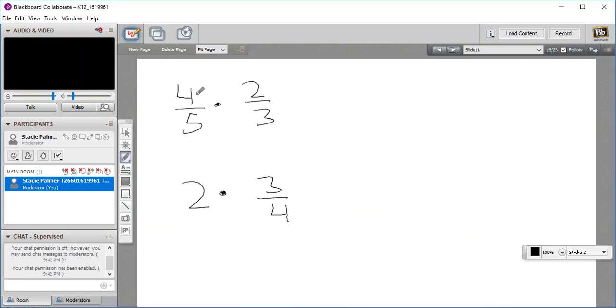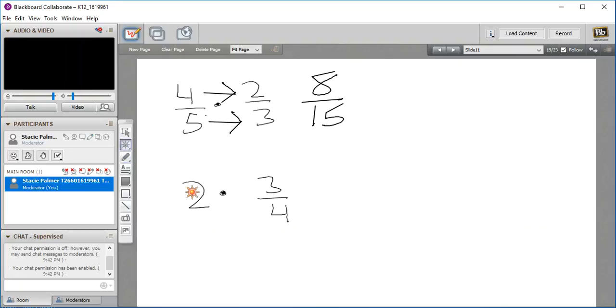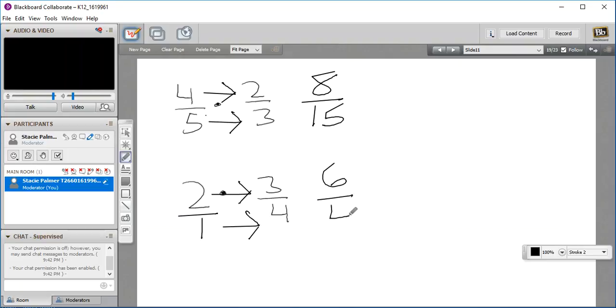Okay, let's look at another one. For this one, there is nothing that we can simplify here. There's nothing in the top that can divide into anything on the bottom evenly. So we just do top times top over bottom times bottom. That's how you multiply fractions. So 4 times 2 is 8. 5 times 3 is 15. Okay, on this one, it's a whole number. To make a whole number a fraction, you put it over 1, and then you would do top times top over bottom times bottom. So 2 times 3 is 6, 1 times 4 is 4, 6/4. Now, I actually forgot to simplify first here, so let me back up.